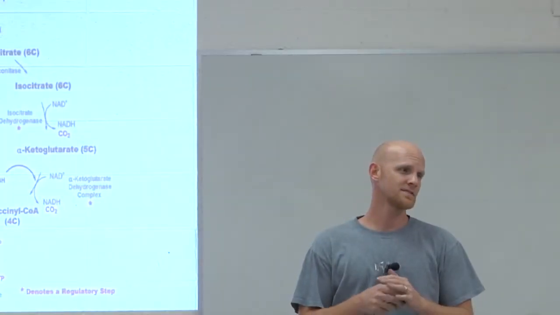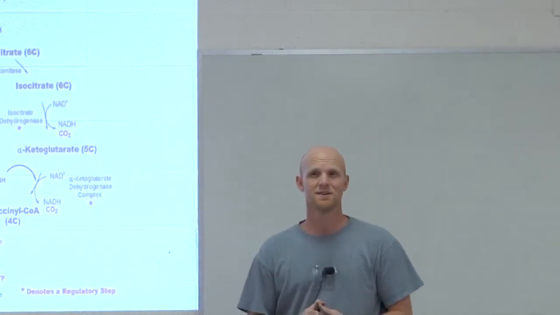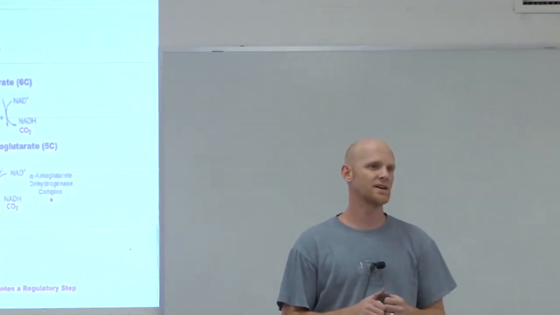You guys ready to move on to the next level? So the ATP that's produced in glycolysis is called substrate level phosphorylation. Substrate level phosphorylation happens in the cytosol.